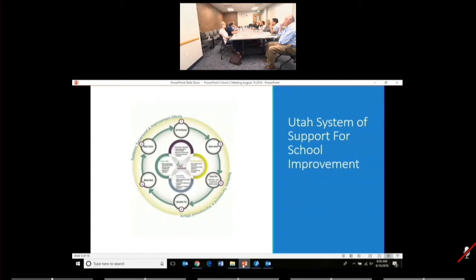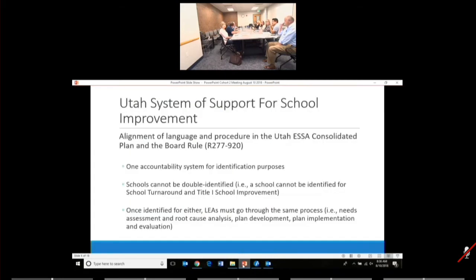So, back one slide. Please, yes. Sorry. When you say that they go through the exact same process, is that, if I'm in the bottom 5% of Title I but not in turnaround, are we still obligated to have an outside person do the needs assessment and still obligated to hire a provider? That's a great question.